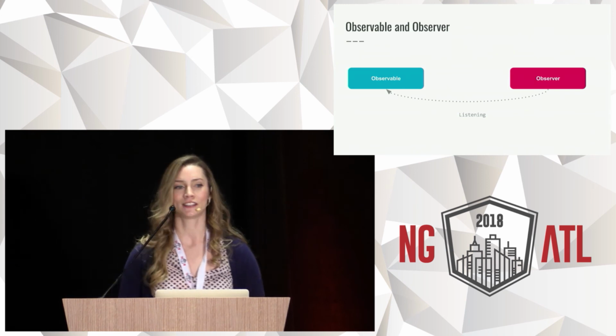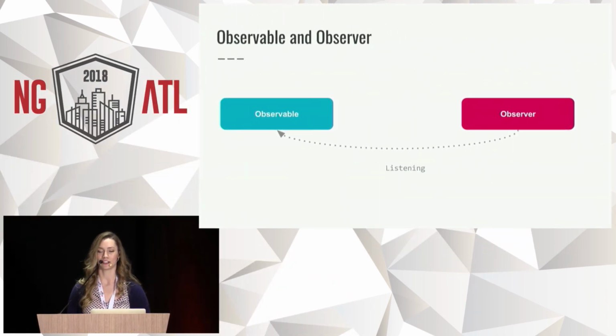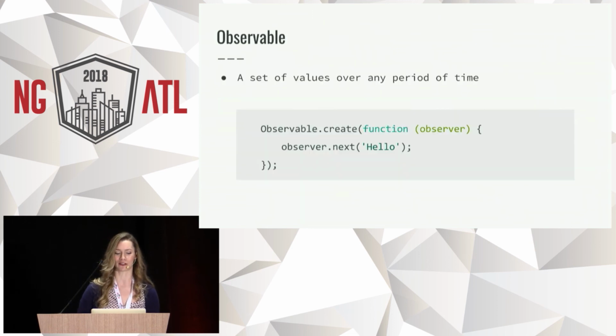RxJS is built upon this concept of an observable and an observer. An observable is a set of data that you're going to have over the course of your application, and the observer wants to listen to this observable and react to it when it receives new notifications. Let's talk more about what the observable is. As I said, it's a set of data over a period of time, but it's not actually the data itself.